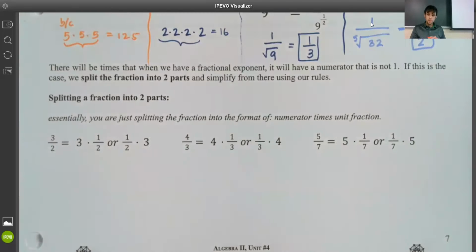All right, so there are going to be times, welcome to part 2. Sorry, this is 4.2, fractional exponents, rational exponents. Anyway, we're going to pick up right here.